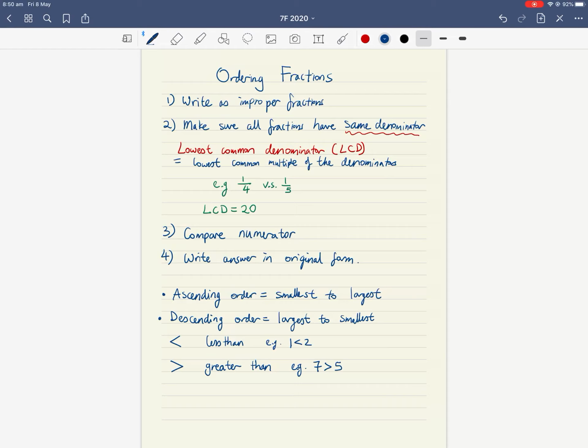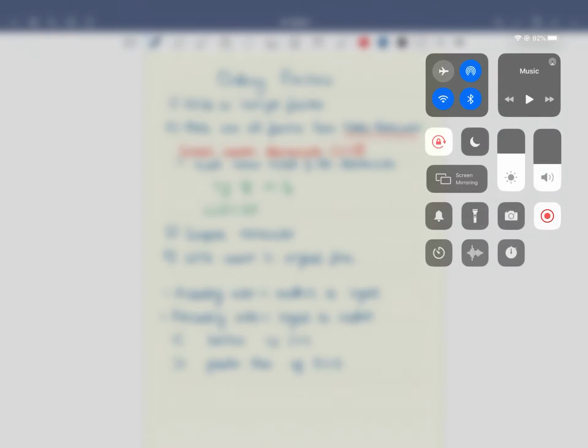So if you can follow the 4 steps above: write it as improper fractions. Check your fractions have the same denominator. If they don't have the same denominator, then work out your LCD and then do some equivalent fraction conversions. Step 3, once you have the same denominator, look at the top numbers: which one's bigger, which one's smaller, which one's the same. And then finally, step 4, write your answer in the original form, otherwise you will lose half a mark. We'll do some examples.